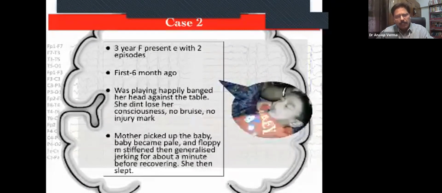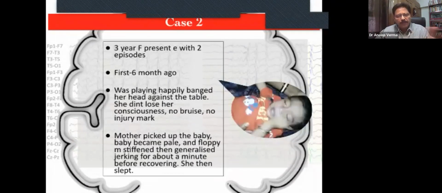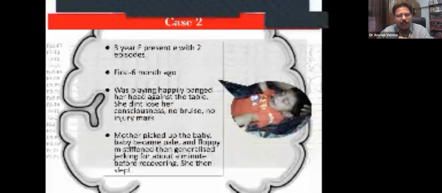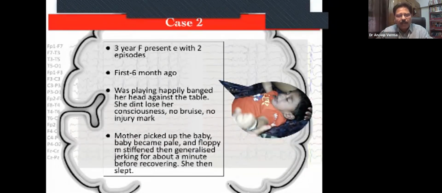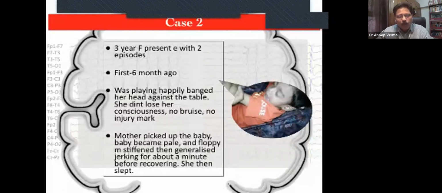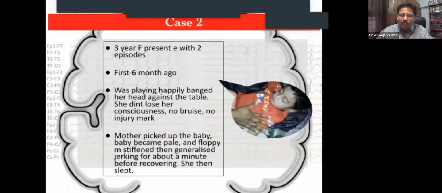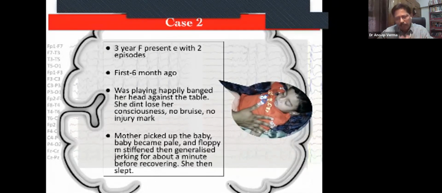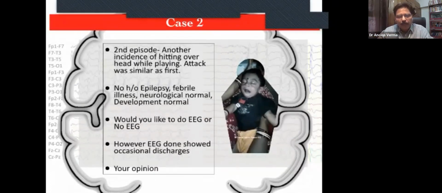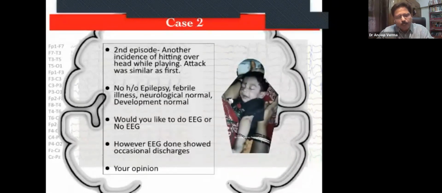Another case is in front of you: a 3-year-old with 2 episodes of seizure. The first was 6 months ago, while playing happily, she banged her head against the table. She didn't lose consciousness, and there was no bruise or injury mark. Mother picked up the baby. The baby became pale and floppy, with a stiffness which persisted for a minute. Then she recovered and slept. In the second episode, there was another incident of hitting her head while playing, and the attack was similar to the first. No history of epilepsy, neurodevelopment normal.